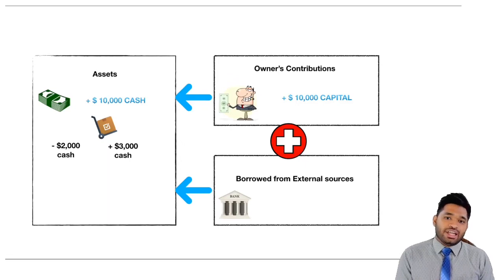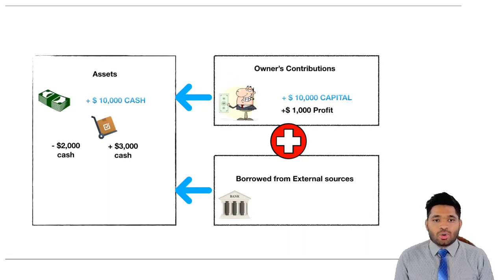At the end of the day, to whom does this profit belong to? The profit belongs to the owner. So the owner's contribution will increase by 1,000 because of this profit. Now what is the total assets of this business? It's 11,000. Then the total of the capital, that's again 11,000. Hence the assets equals to the capital.